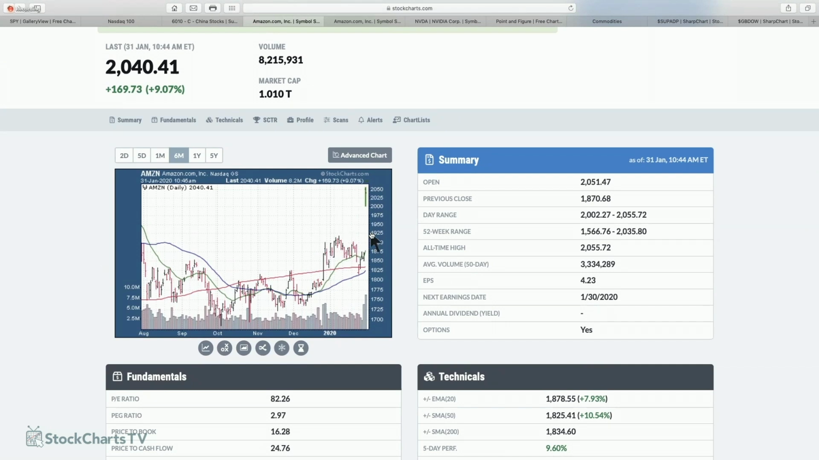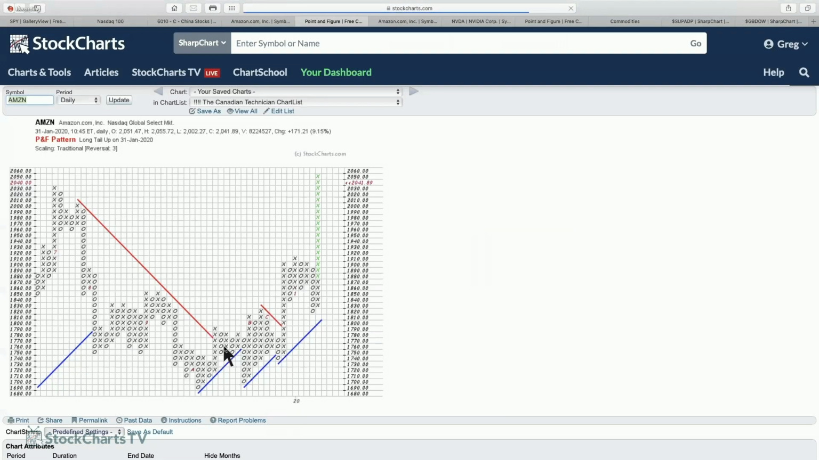Beautiful base had been built, just kind of putting in a cup and handle. So you've got the cup, the handle, and all of a sudden off to the moon it goes. And when you look at this, you can click on it as a PNF chart, that kind of thing.